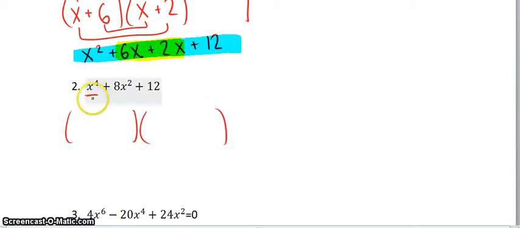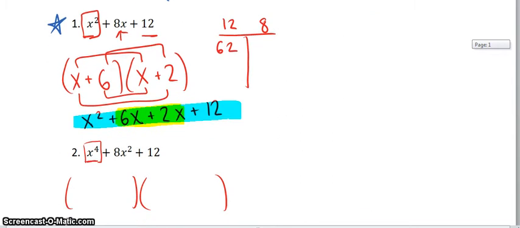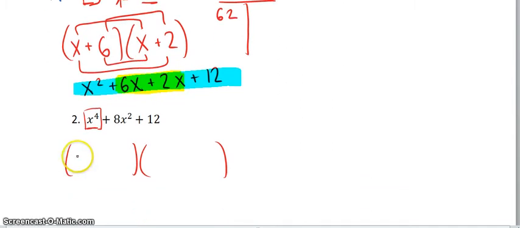Your first terms need to be whatever is going to multiply to be x to the 4th. If I'm multiplying two things to be x to the 4th, before, in the last problem, you saw that they were x and x to be x squared. In this problem, since it's a 4th, they're going to need to be x squared and x squared.